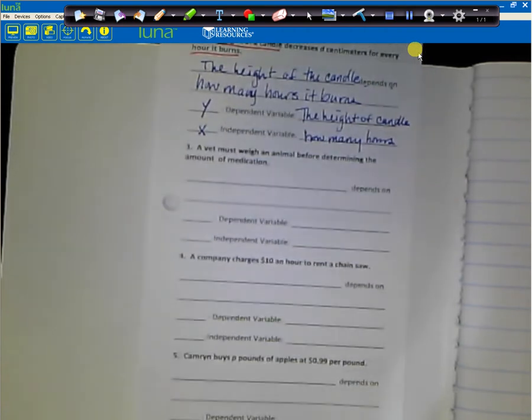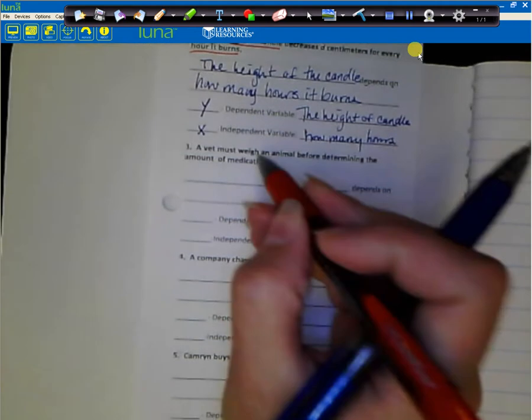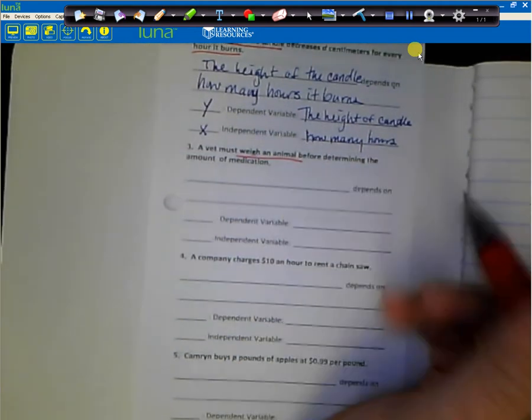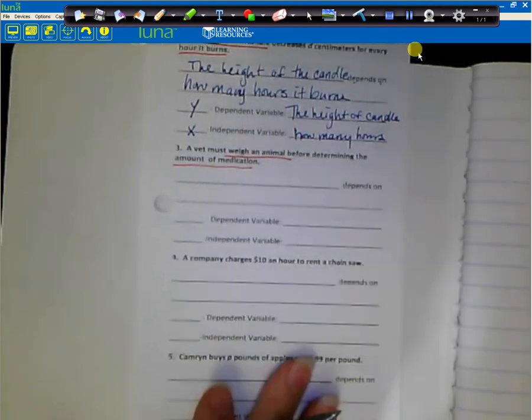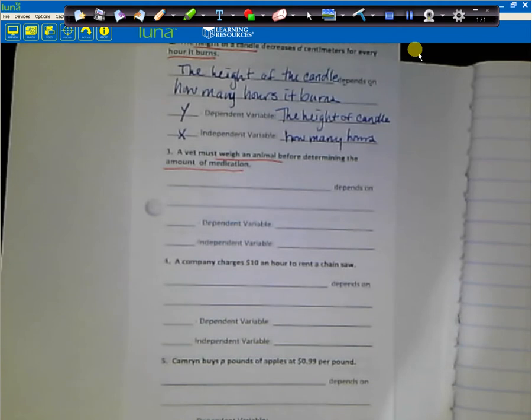And we're going to look at number 3. A vet must weigh an animal before determining the amount of medication. Obviously, that's really important. A vet must weigh an animal, so that's our unknown, the weight of the animal, before determining the amount of medication. That's our other unknown. Obviously, if you were to give a small animal a dose for a large animal, that could be tragic, possibly fatal. It's important to know the weight of the animal before you give the dose of medication. So these are our two unknowns.